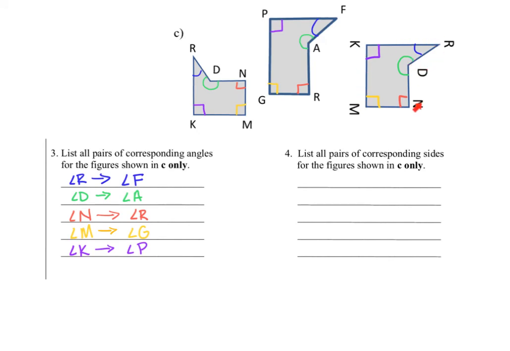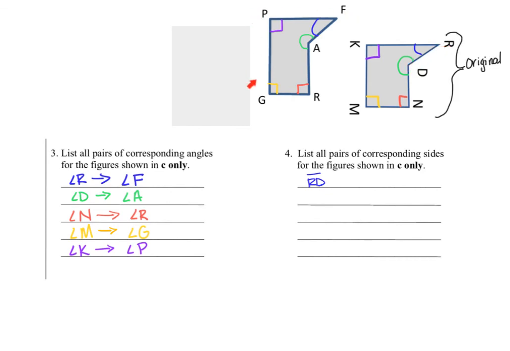Now that we've rotated the shape to make it look similar, we can list pairs of corresponding sides. So we're only going to do this for this figure here. So I covered up this image so we don't get too confused, because remember, this was the original image and I just rotated it over here to help us match the corresponding parts. So if I was trying to find segment RD, which is here on the original image, what segment would correspond to segment RD on the new image? Segment RD would correspond to FA.